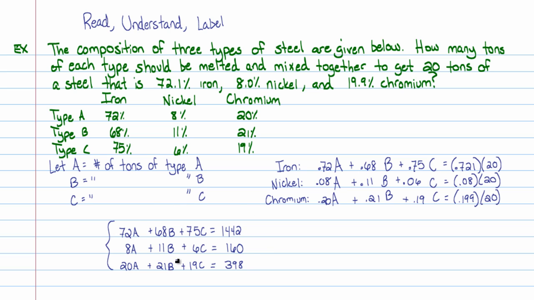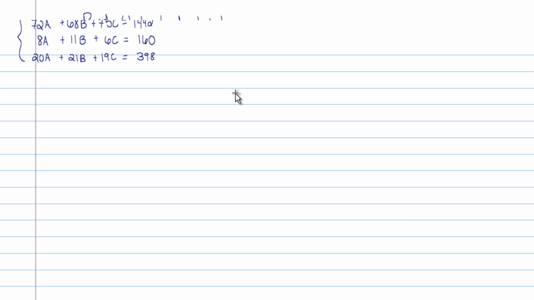Now, to be honest with you, when I look at this system of equations and start asking myself, okay, what variable do I want to kill off? There's nothing that really jumps out at me as a variable I want to kill off in any of these equations. Maybe A. A might be the easiest variable to kill off. So let's go ahead and I'll open up a new page and we'll do that.